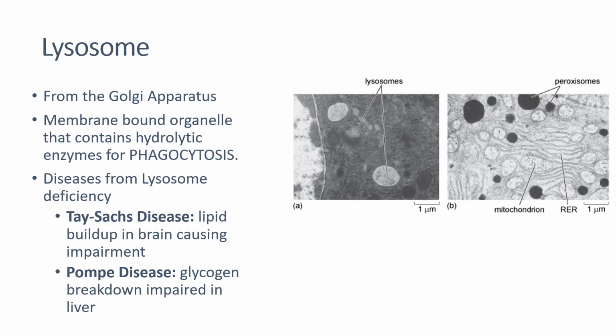From the Golgi apparatus comes the lysosome. A lysosome is a type of organelle that contains enzymes for something called phagocytosis. If you notice, it's actually not very big. It's only 1 micrometer. Again, micro means small, right? So these little organelles are responsible for a lot of things, and as long as they're functioning normally, you don't even notice them.